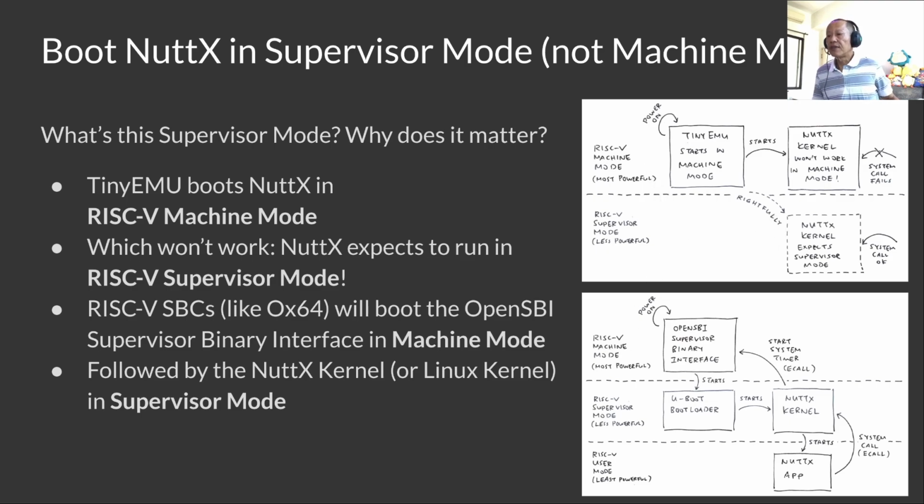Why supervisor mode? That is because RISC-V SBCs, like Ox64, will boot OpenSBI in machine mode. This is the supervisor binary interface. It is like BIOS for RISC-V. OpenSBI then boots the NuttX kernel in supervisor mode. Okay, technically OpenSBI boots the U-Boot bootloader followed by NuttX kernel.